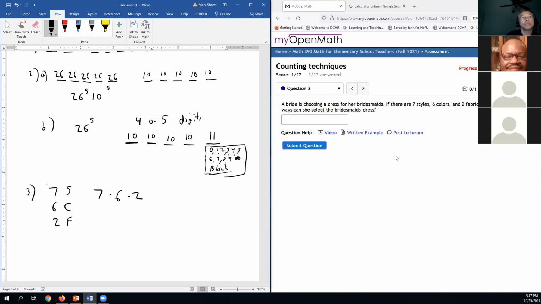See, like you could have fabric A or B, you could have color A, B, C, D, E, or F to choose from. So they could choose fabric A with color B with style C. So to get the number of options, we just multiply these together. That's all you do. Multiply these together. Okie dokie.